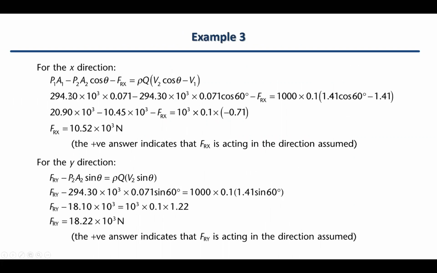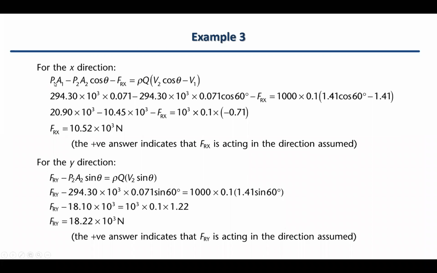For the X direction, we can write P1A1 minus P2A2 cosine theta minus FRX is equal to rho Q (V2 cosine theta minus V1). We can substitute everything here. P1 and P2 are the same, 294.3 thousand, because we're using metric units all the time, times the cross-sectional area 0.071, minus 294.3 thousand times 0.071 cosine theta, where theta is 60 degrees, minus FRX.